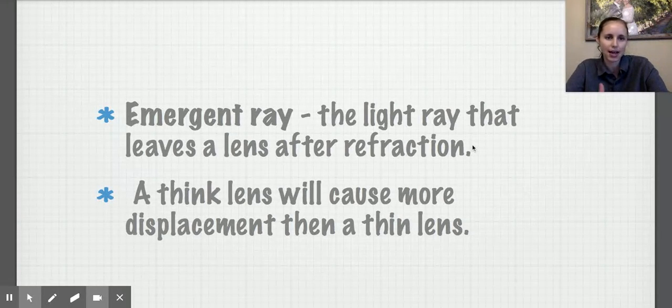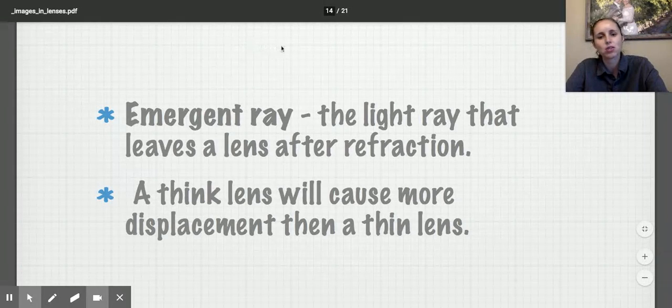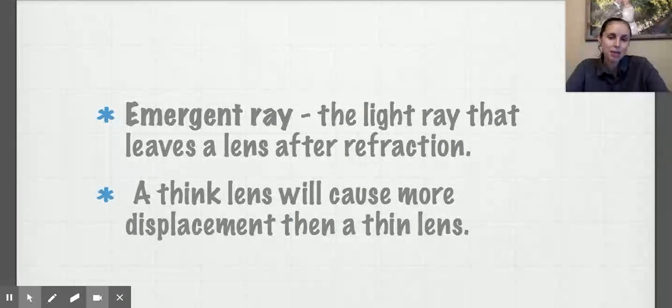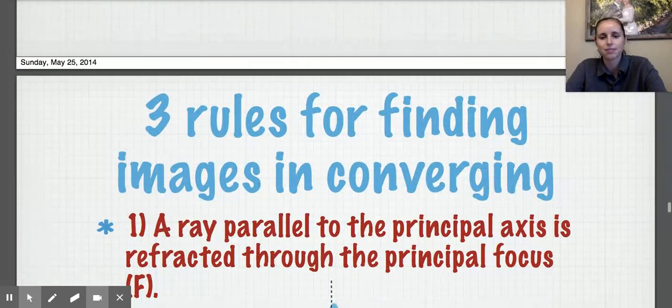We haven't actually seen refraction yet. We just know what it is. The light is going to pass through the lens, and it's going to come out of the lens this time. The light that comes out of the lens is called the emergent ray. The thicker the lens, the more displacement that's going to be caused. So the thicker the lens, the more the emergent ray is going to bend. That's because it spends more time in glass. It slows down longer. The thinner the lens, the less the emergent ray is going to bend. It spends less time in glass, so it bends less.